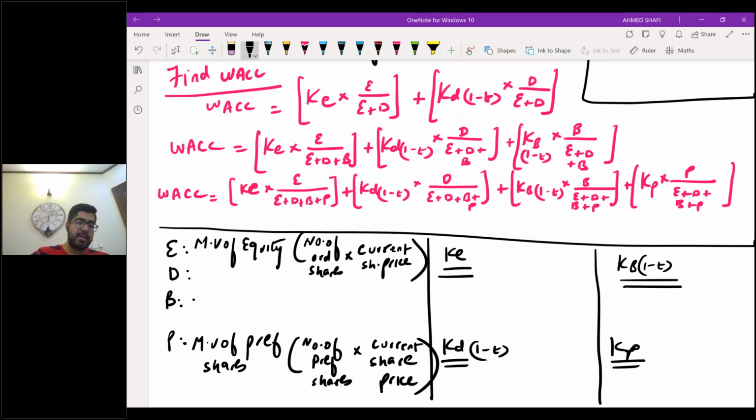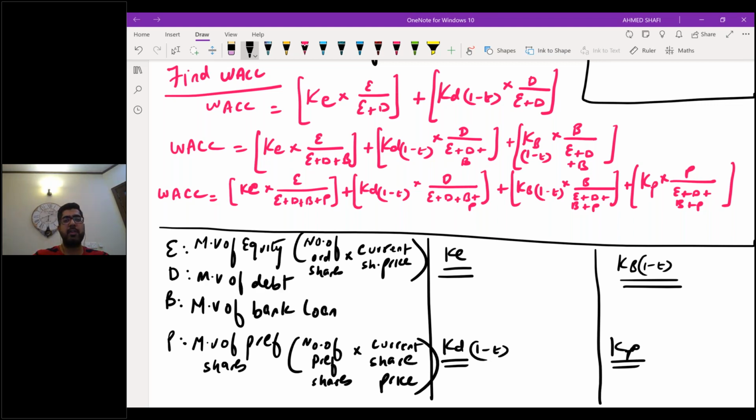B is the market value of bank loan and D is the market value of debt. So E is the market value of equity, D is the market value of debt, B is the market value of bank loan, P is the market value of preference shares. Okay, I have told you how to find E and how to find P. I will tell you during the question how you get D and B. Okay.